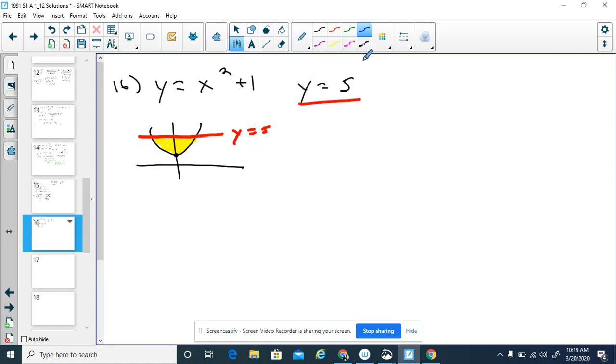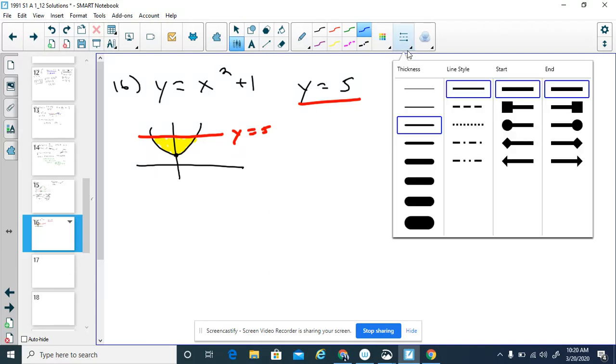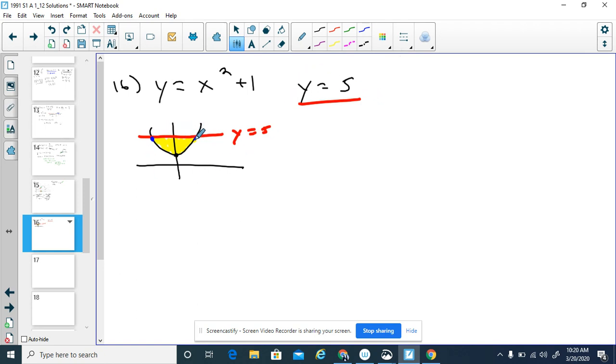All right. How do you find the area of a region? It's just basically the integral of the top minus the bottom if you're going to do it with respect to x. And it's the integral of right minus left if you're going to do it with respect to y. So this would be pretty easy to do with respect to x. But you do have to figure out what these x values are. So how do I do that?